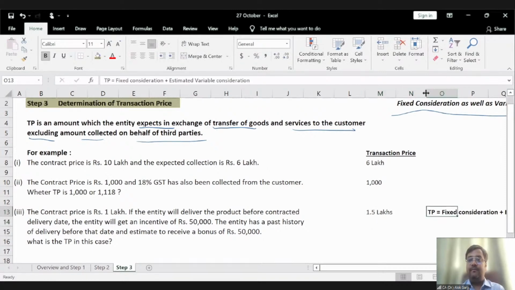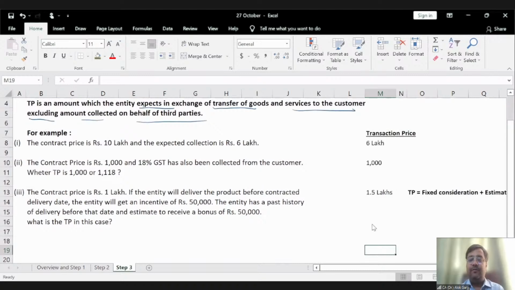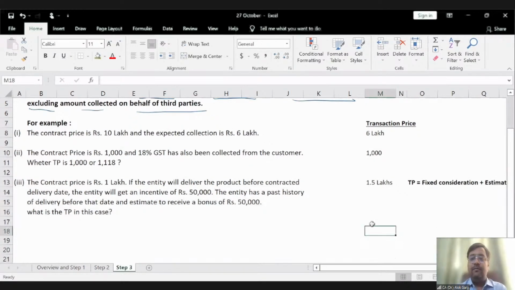Okay. I hope it is clear to all of you, friends. Sumit, the transaction price is, yes, you are right. It is 1.5 lakh. Himani, it is right. 1.5 lakh. Is it clear to all of you?